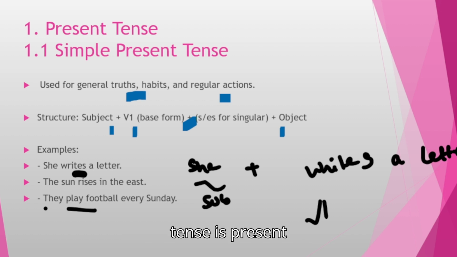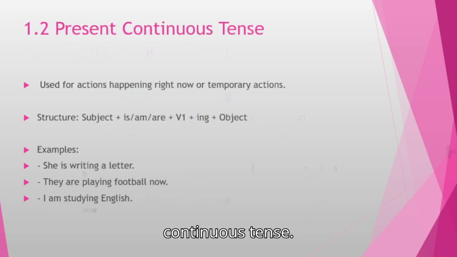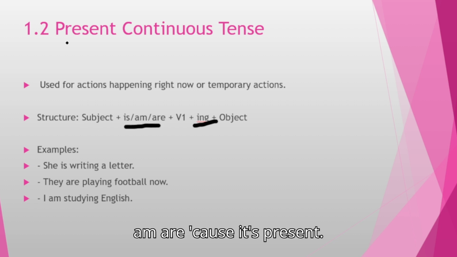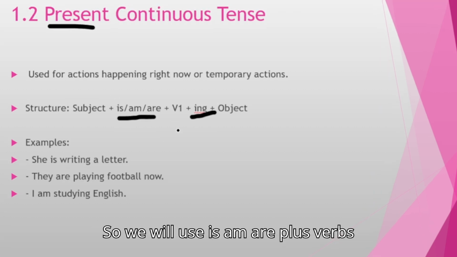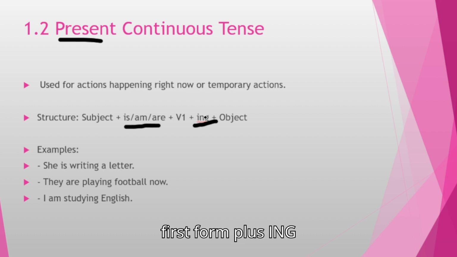Next tense is present continuous tense. In present continuous, we will use the ing form. How will we use it? Subject plus is, am, are, because it's present. So we will use is, am, are plus verb's first form plus ing plus object.